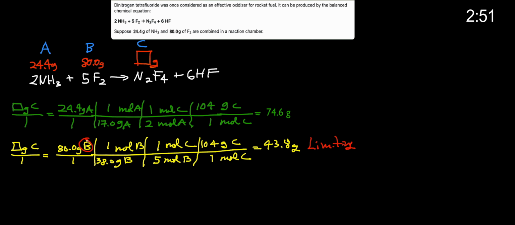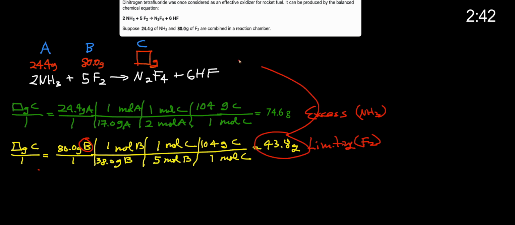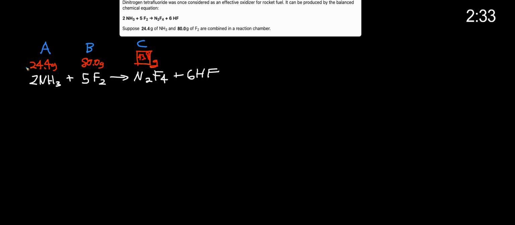And recall that the limiting reagent is the one that gives us the least amount of product. And so in this case, fluorine B is limiting and ammonia is in excess. So we now know the maximum number of grams we can make, 43.8. Well, the question also asks us something else. How much is going to be left over? Now, 24.4 is what we started with, but what we don't know is how many we actually used. So we're just going to do a back calculation to calculate that.